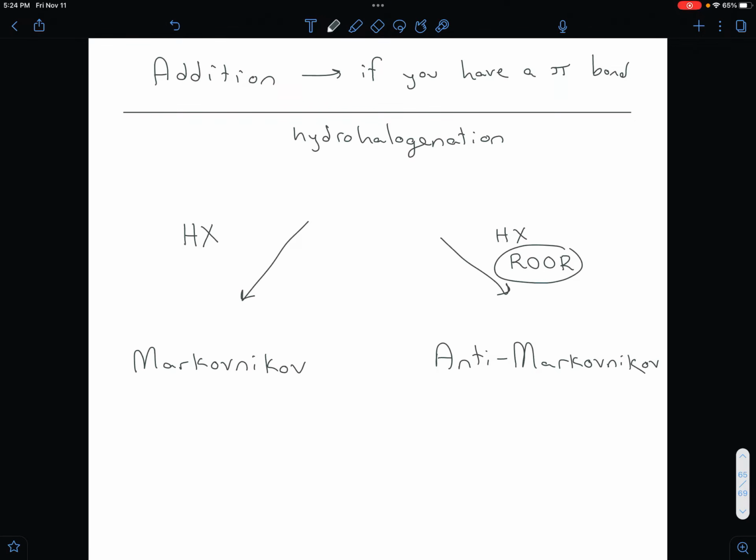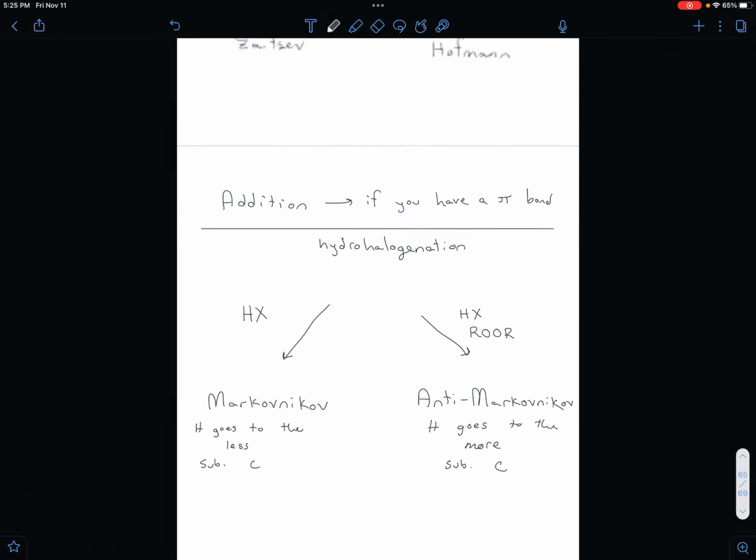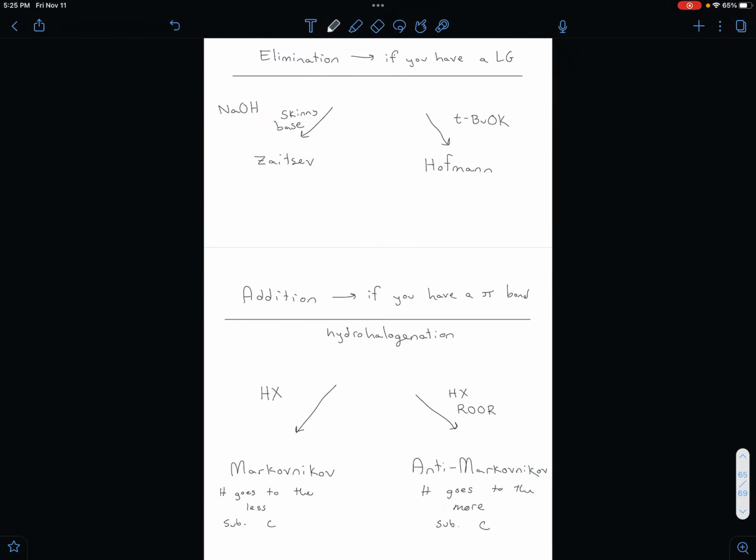For now, what you have to know is that if you add peroxides to hydrohalogenation, it will give you the anti-Markovnikov product. Remember, in the Markovnikov product, hydrogen goes to the less substituted carbon. In anti-Markovnikov, hydrogen goes to the more substituted carbon. So using these two things, elimination and addition, and controlling where the double bond forms and where the leaving group is added, we can move leaving groups and double bonds across a molecule.